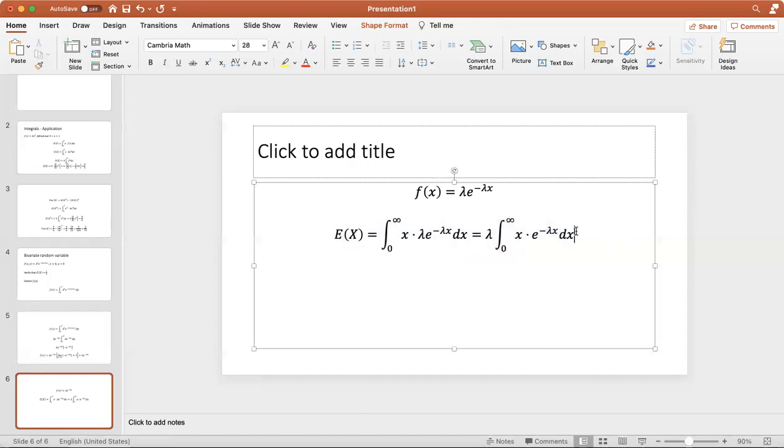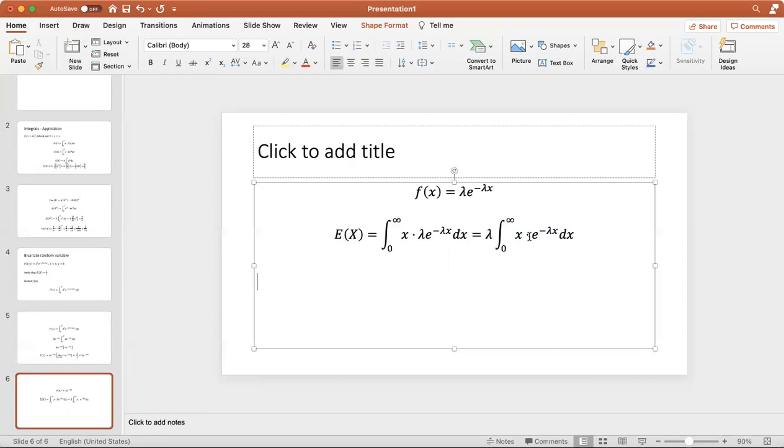Now, there's no straightforward solution for this because you're going to need to use integration by parts. Integration by parts is useful when you have a product of two functions, like this one. You have x and you have e raised to negative lambda x. You cannot really take the integral of this in a straightforward manner, so we're going to use integration by parts.